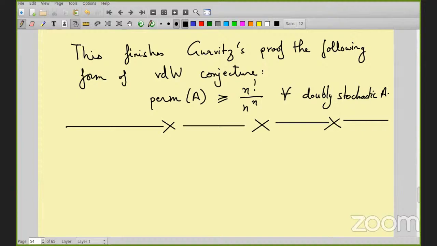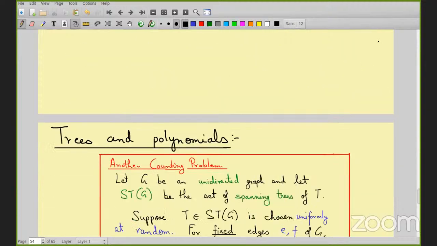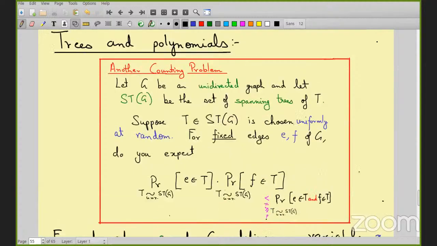Any more questions? Okay, so now let's look at a different problem, which I also showed at the beginning of the class. We have another counting problem. G is an undirected graph, ST of G is the set of spanning trees of G, and we choose one spanning tree T uniformly at random from this set. Then for fixed edges e and f of G, I ask: is the probability that e is in T times the probability that f is in T less than or equal to, or greater than or equal to, the probability that e is in T and f is in T?